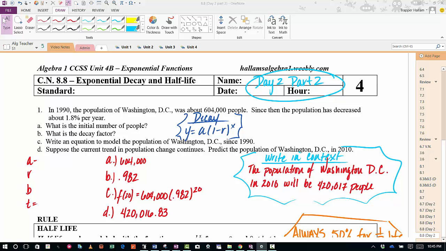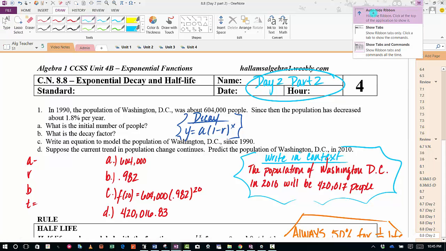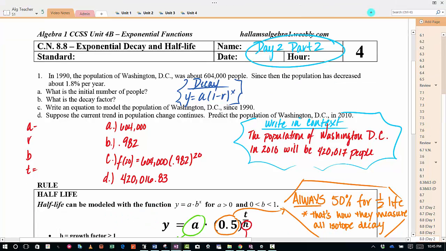All right, so let's start real quickly with a quick decay problem so that we can have a little review on that and talk about it one more time. Most of our decays, for at least this section, will be about human population in general. Most of the problems are written around that because we keep it pretty basic. So in this problem, let's see if we can identify all the parts. Just a review. In 1990, the population of Washington, D.C. was about 604,000 people. Since then, the population has decreased about 1.8% per year.